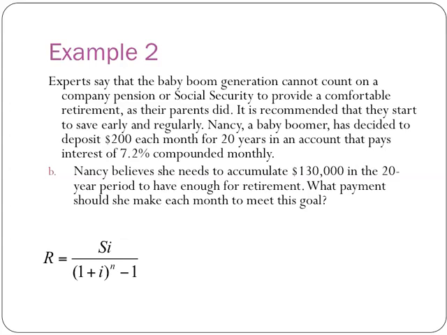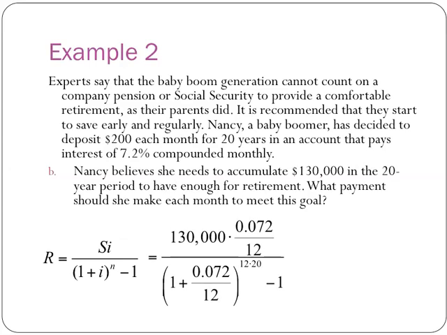The interest, 0.072 over 12 because it's compounded monthly. And then on the bottom, we have 1 plus 0.072 over 12, and then the number of compounding periods is 12 times 20. I would suggest, the more complex this becomes, to simplify the numerator first, then the denominator, and then divide the two. This should come out to be about $243.55. So by just saving a little bit more each month, she will be able to accumulate that $130,000.